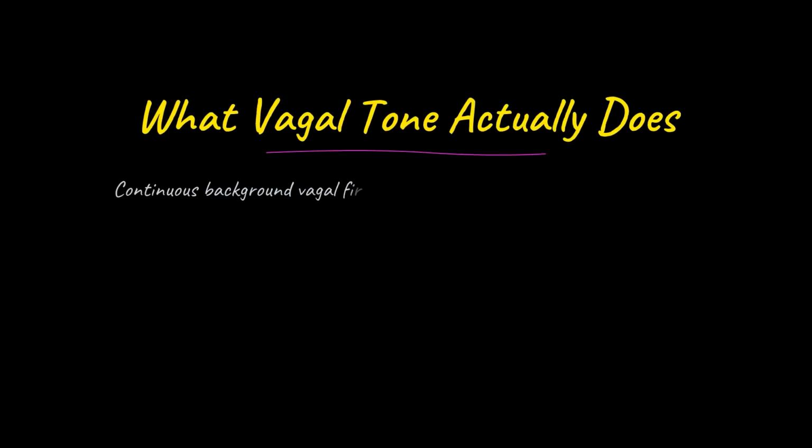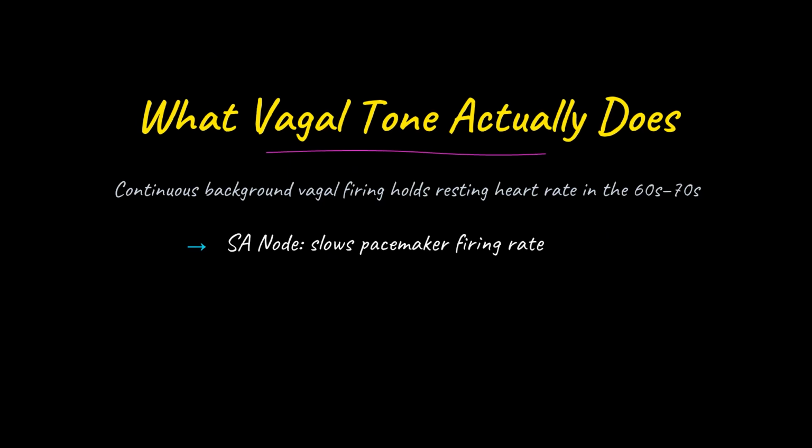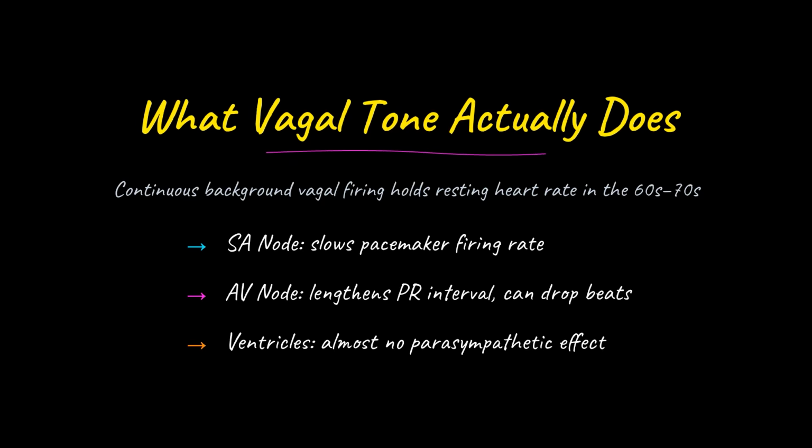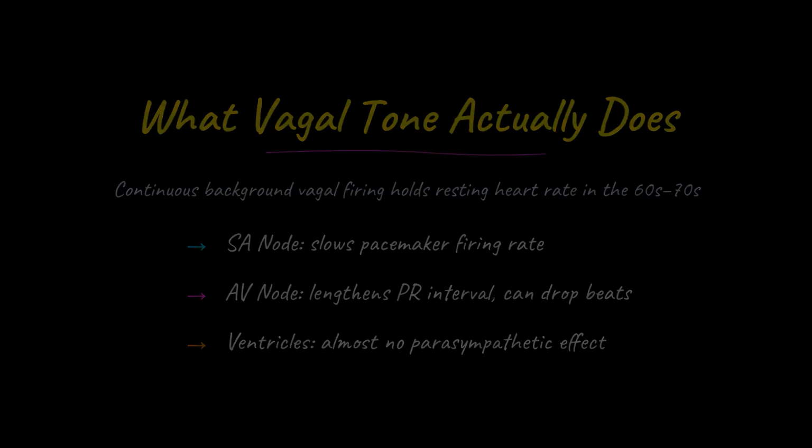The intrinsic SA node rate is around 100 to 110 beats per minute, but continuous vagal tone holds us well below that at rest. At the AV node, slowed conduction appears on the EKG as a longer PR interval. Crucially, ventricular contractility is barely touched. The vagus works on the nodes, not the working myocardium.